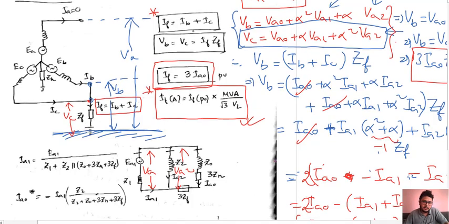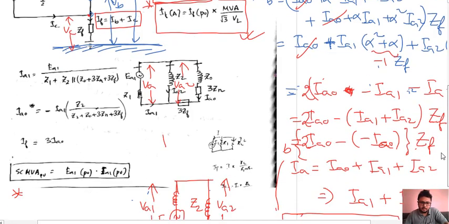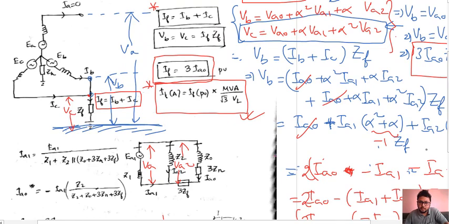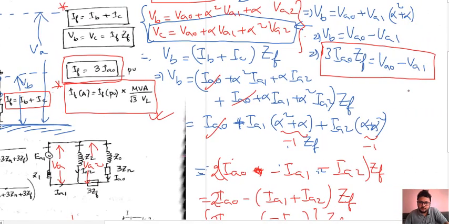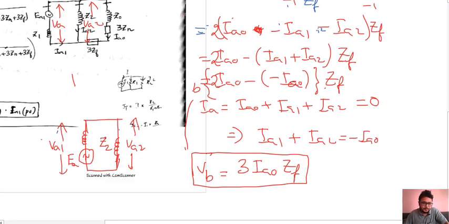And fault current should be equal to IB plus IC. Okay, and also we got one equation here, VA0 minus VA1 should be equal to 3 times IA0 ZF. So this is positive sequence and negative sequence, both are equal. So this minus ZF, this minus ZF should be equal to Z0, and obviously Zn should be here.